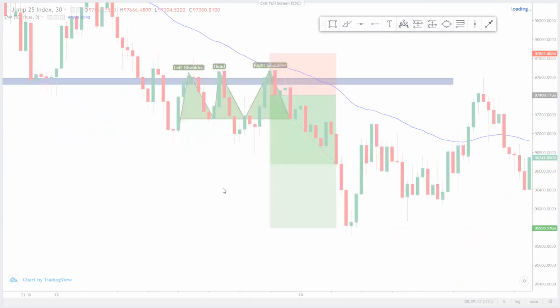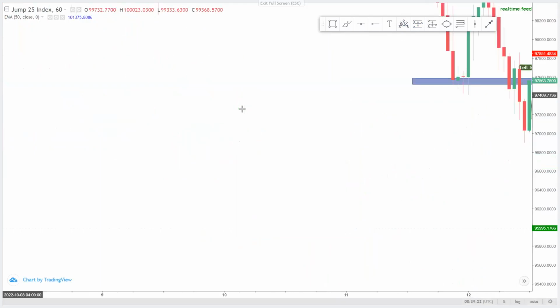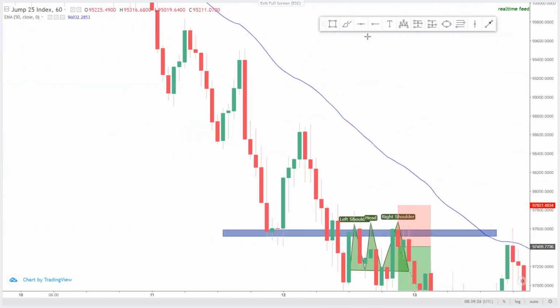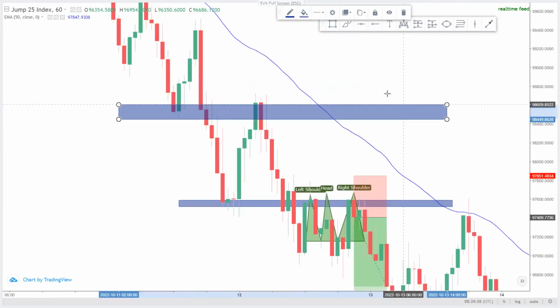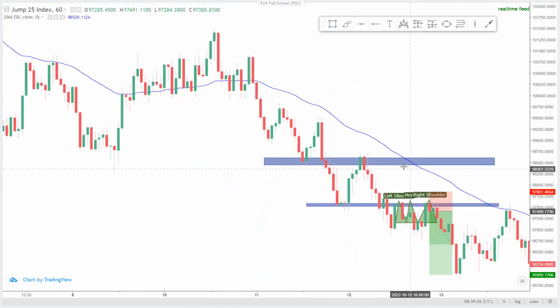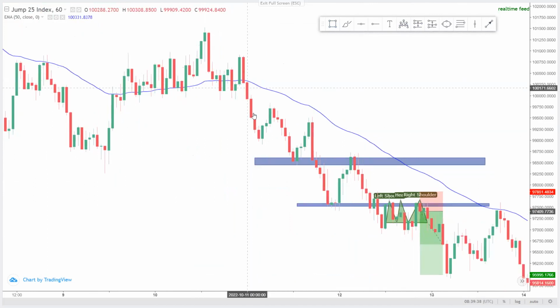That's one of the trades we took, and how we used the head and shoulder pattern just to give us confirmations. Also at this level, we're looking to sell from this level. Clearly, again, you can see we're in a downtrend. The trend is in our favor.